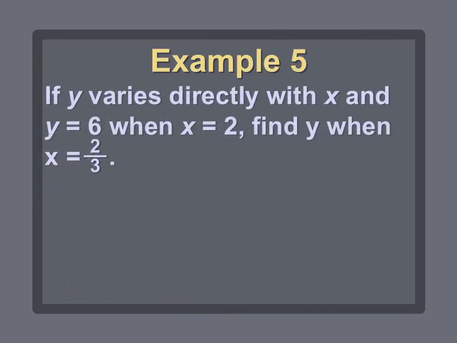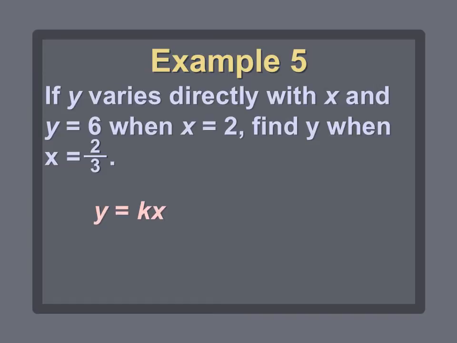Next example, if y varies directly with x and y equals 6 when x equals 2, find y when x is equal to 2/3. Well, this one is just one question. It says find y when x is equal to 2/3. But if we want to find y, we have to know what the equation is. And if we want to know what the equation is, we have to know what k is. So really, we're doing 3 problems. We're finding out what k is, then we're finding out what the equation is, and then we're going to find y when x is equal to 2/3.